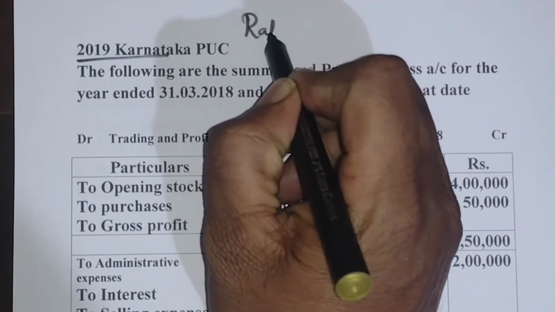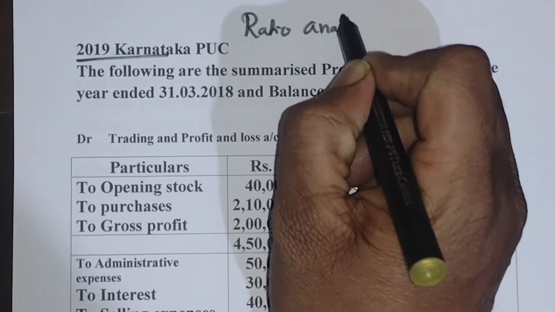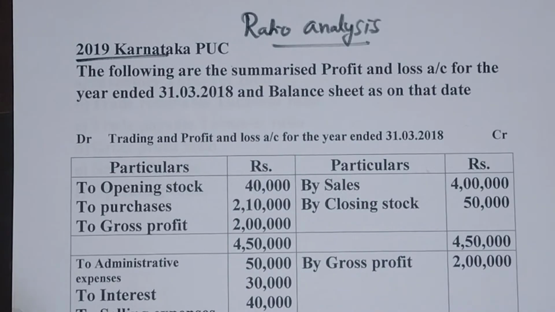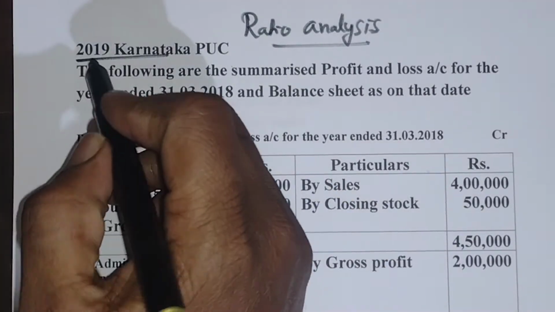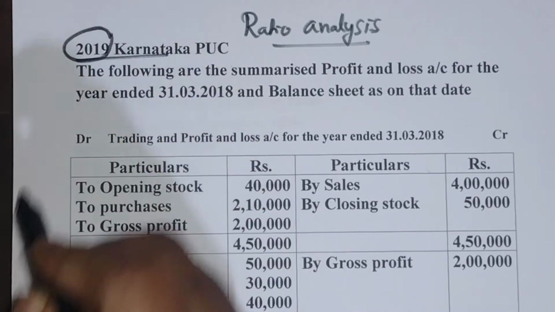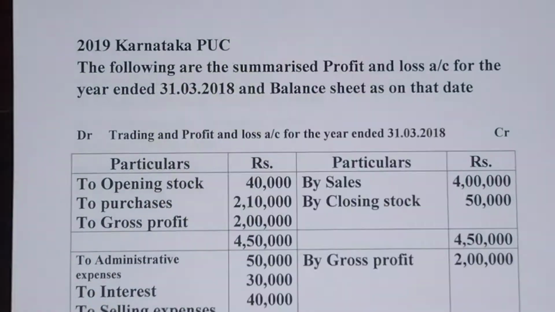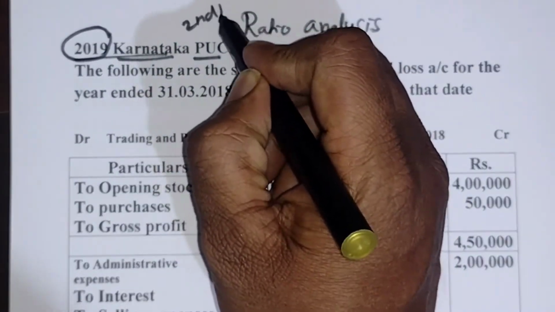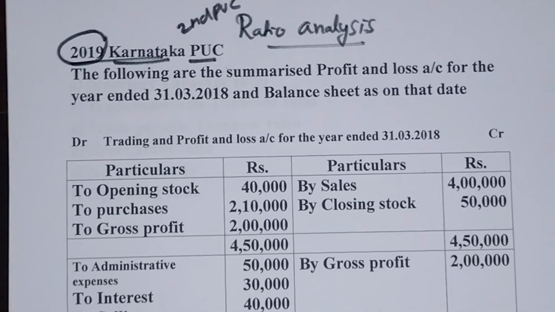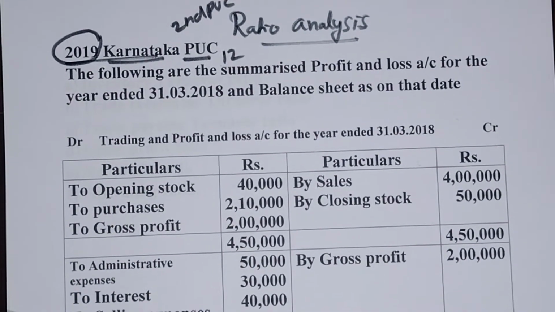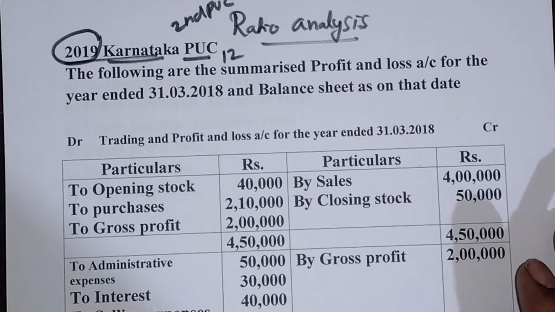The topic which I am explaining is ratio analysis. This ratio analysis problem is from 2019, which has been asked in Karnataka PUC, second PUC, that is class 12.